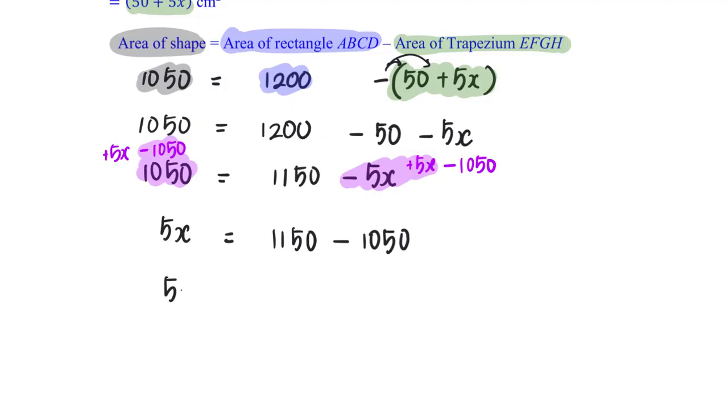So my 5x is equals to 100. Therefore, I just need to divide by 5 on both sides. My x, 1x will be equals to 20. And that's the value of x that they require us to find.